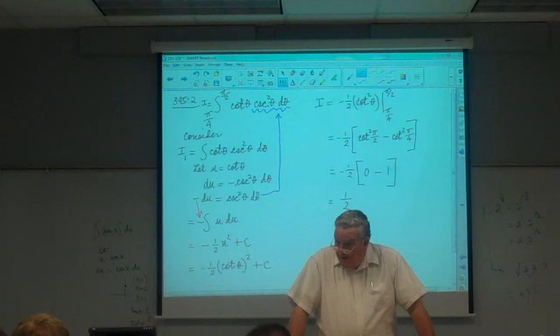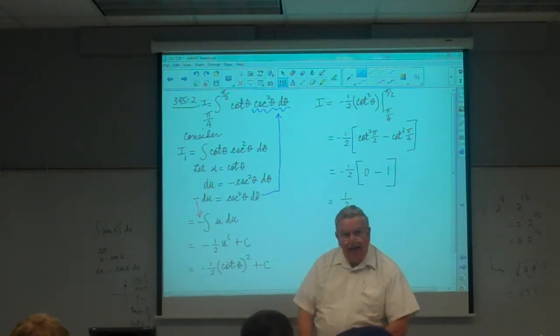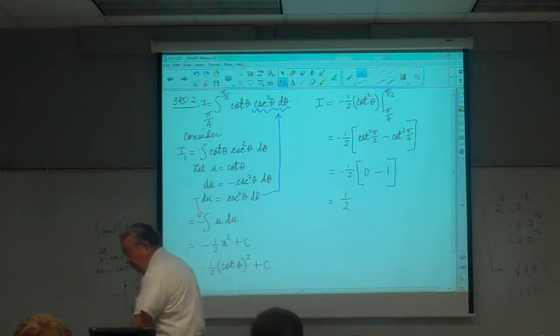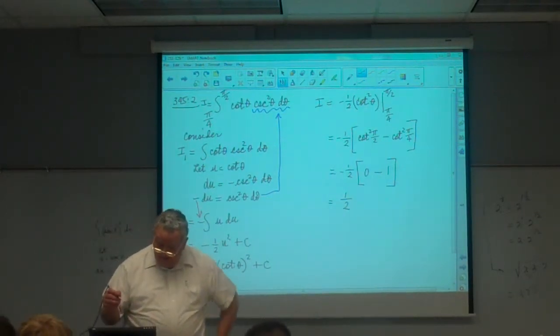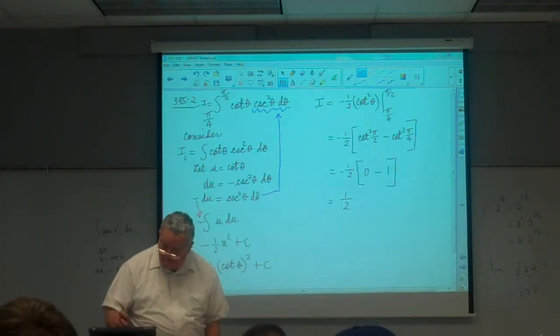Can we do it the way we understand? Can you do it that way? Can you show us? Would I? Yeah, I got about 2 minutes and I'll do it. Cotangent, cosecant squared.